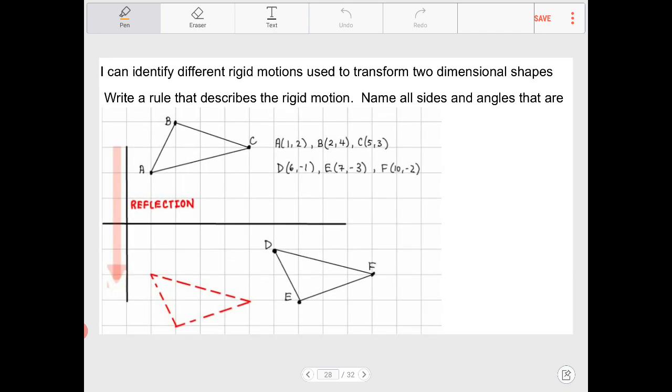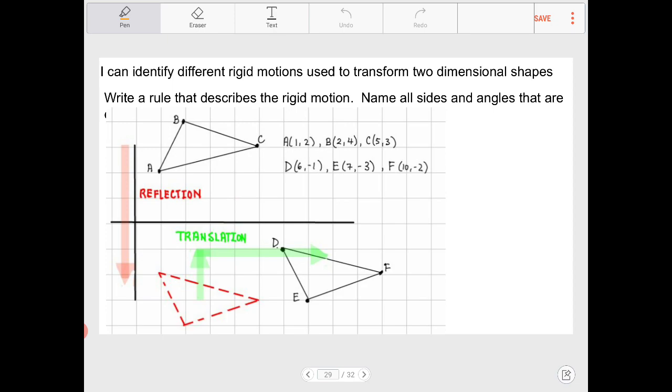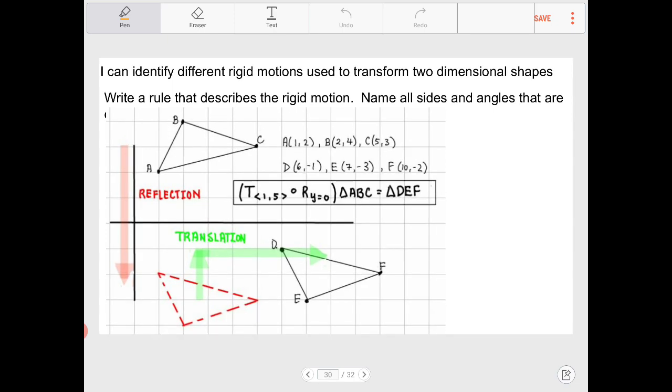So we can perform a reflection first over the x-axis. You don't have to perform a reflection over the x-axis, but I chose to. And then we translate this object 1 unit up and 5 units over. So we end up with a composite transformation in this form.